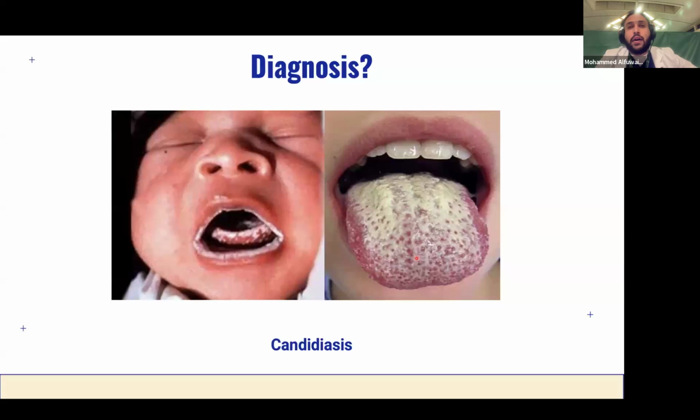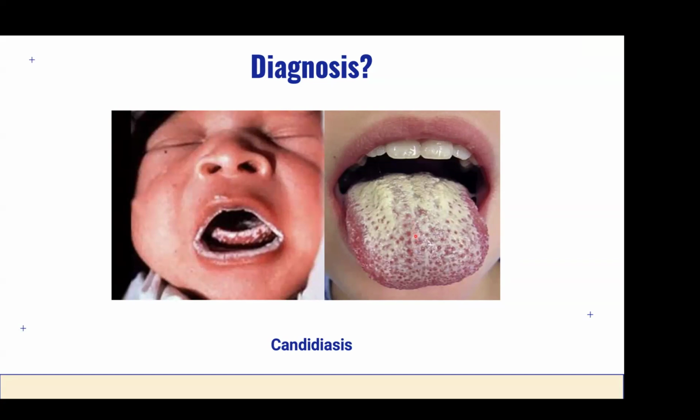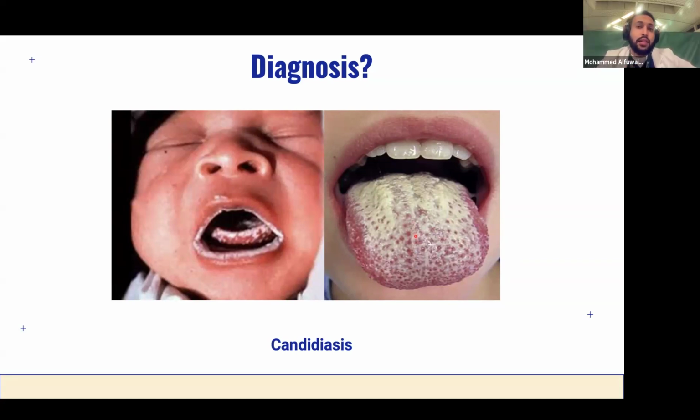Now, what's important about this is, can you scrape it off? Yes or no? Yes, for Candida. This is important. Candida can be scraped off, and when you do that, it starts to bleed, but it scrapes off. This is an important differentiating point from two other pathologies that we'll get to.